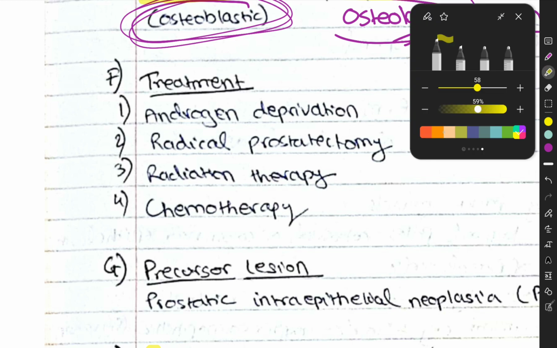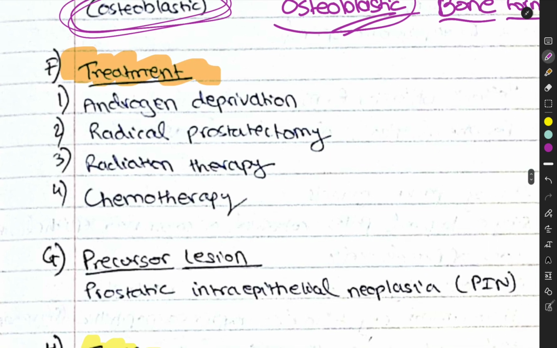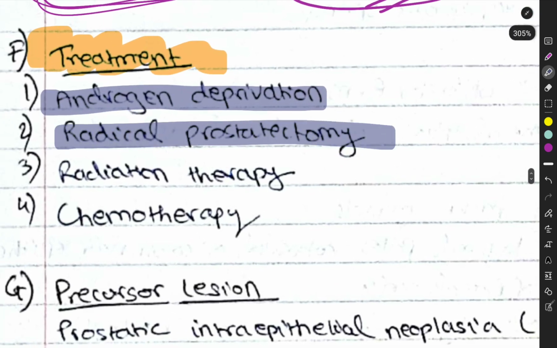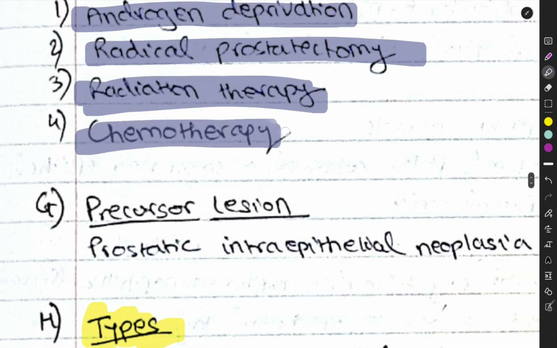Now we have to do treatment. How do you treat them? First is to do androgen deprivation actually. When you have radical prostatectomy, you'll have to remove the prostate. With androgen deprivation, what will happen is that when you have less androgen, the prostate gland starts to atrophy. Radiation therapy helps, and then you have chemotherapy.